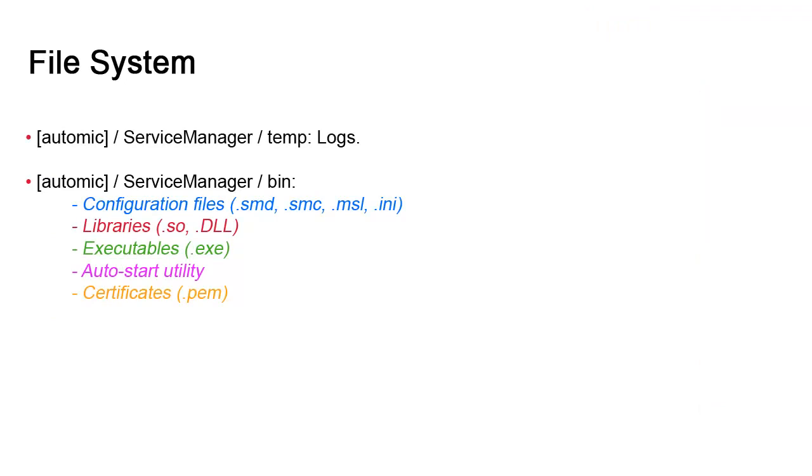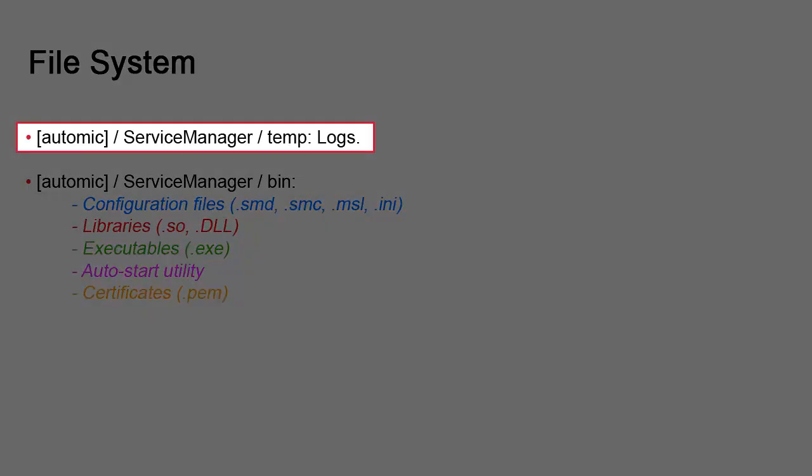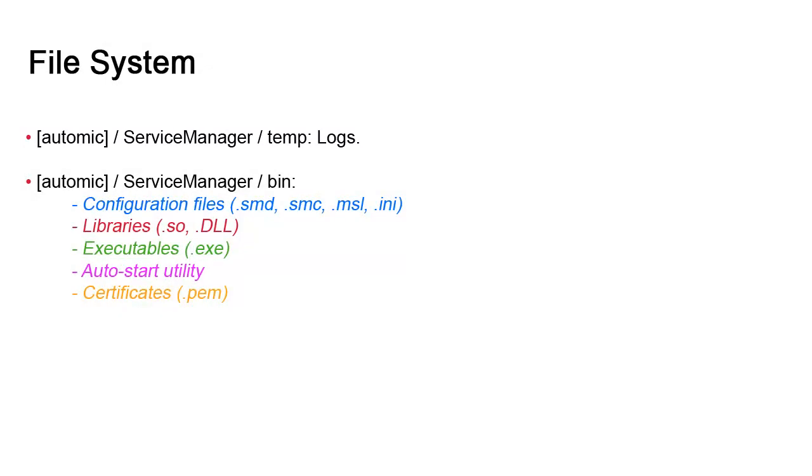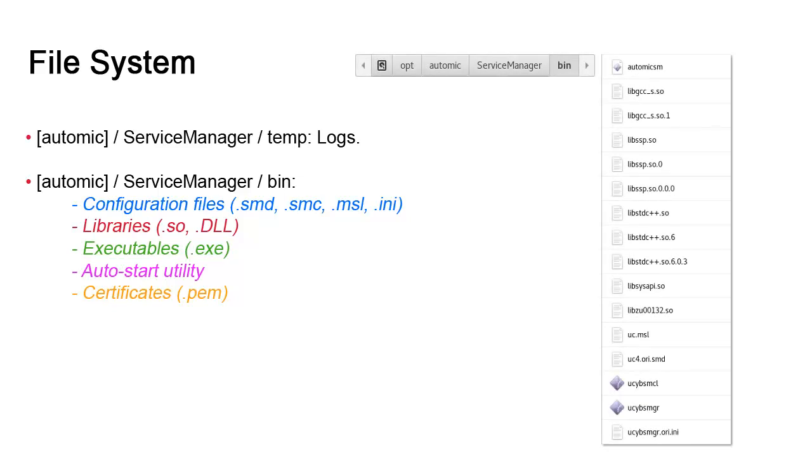First, as for other components, the Service Manager logs are found in the temp directory. The Service Manager's other files are in the bin directory. In this example, we're using the Unix file system, which can be split into 5 groups. Its Windows counterpart isn't all that different. In blue, we have configuration files.